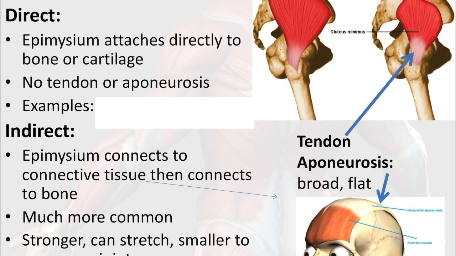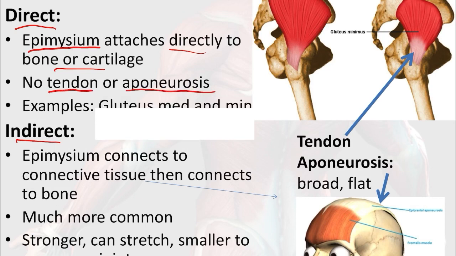Okay, so there are different types of ways that muscles can attach to bone. A couple options here: we have what's called a direct attachment versus an indirect attachment. Direct attachment is less common. What we see here is the epimysium attaching directly to bone or cartilage. So that means there's no tendon or aponeurosis. Examples of these would be gluteus medius and gluteus minimus. See right in here at the origin site, there's no tendon there. There's no white tissue, right? It just goes muscle right to bone. So that's less common, but we do have those sometimes. We have it right here on these bones in the head as well.